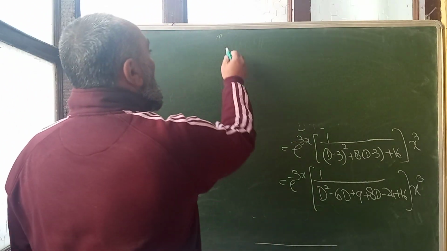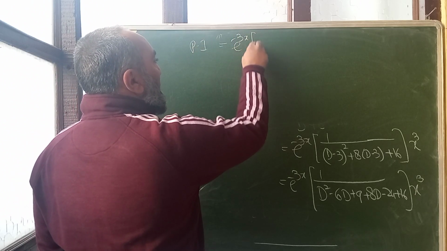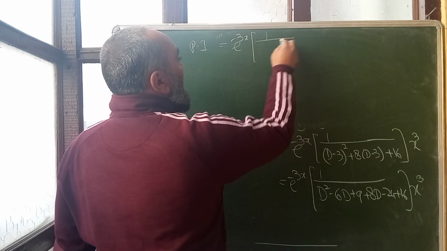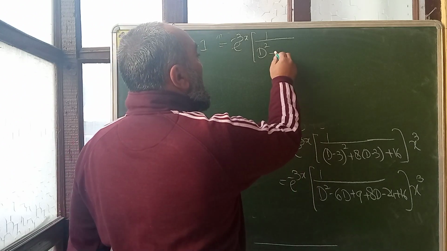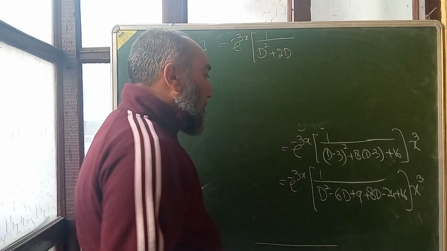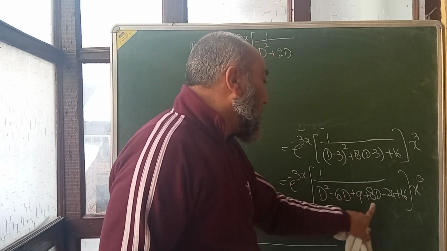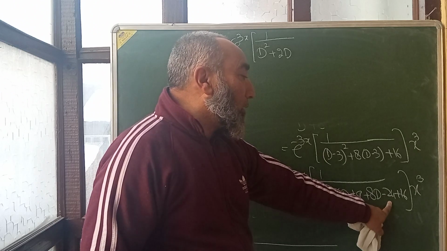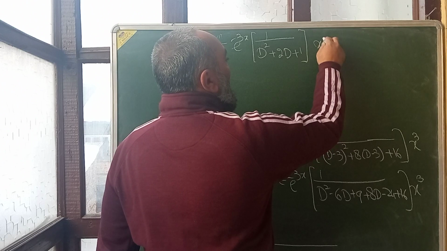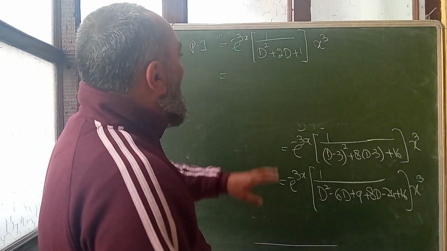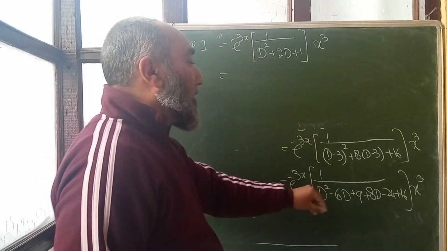So you have the particular integral as e to the power minus 3x times 1 upon D square, minus 6D plus 8D, so it is plus 2D only. Then you have minus 24 plus 16 plus 9. 16 plus 9 is 25, and 25 minus 24 is 1. And operate it on what? X cube. Now what is the method? For the e to the power minus 3x part, you only have to replace D by D plus a. That we have done.